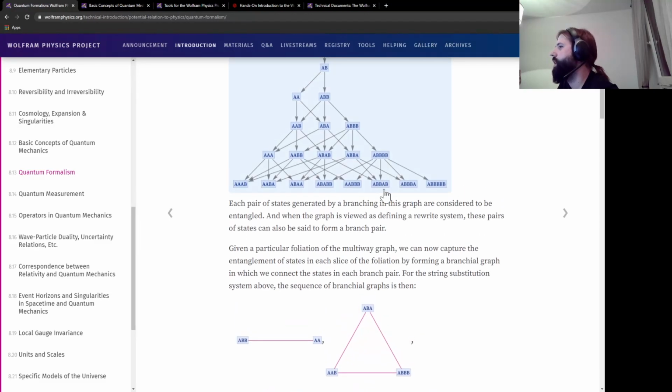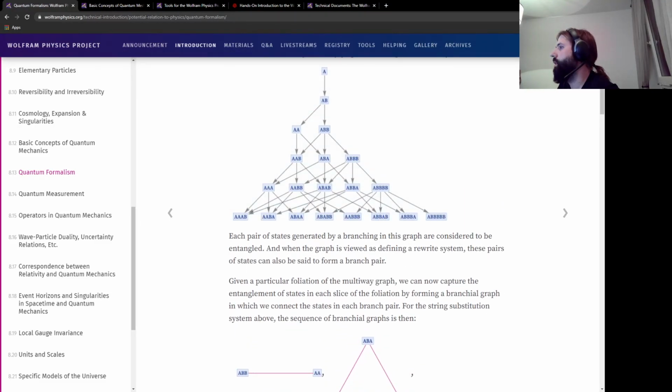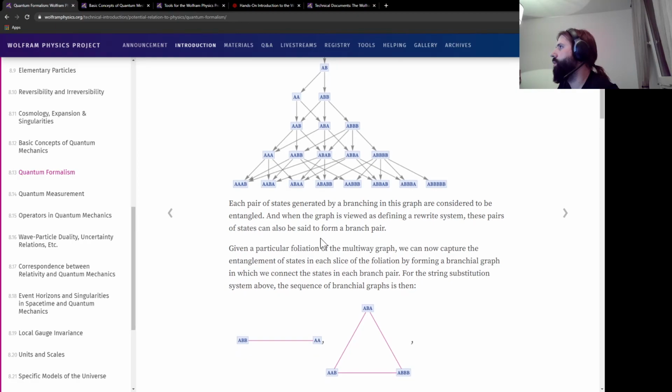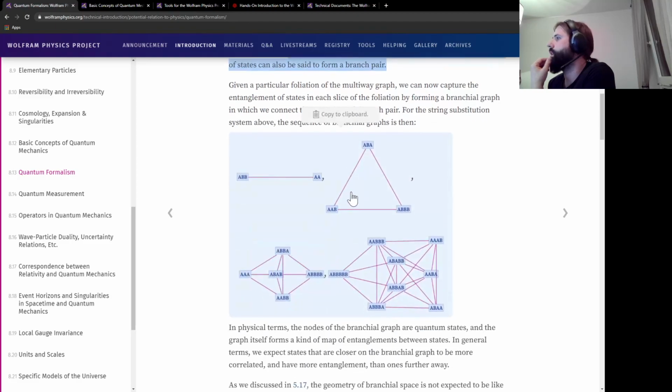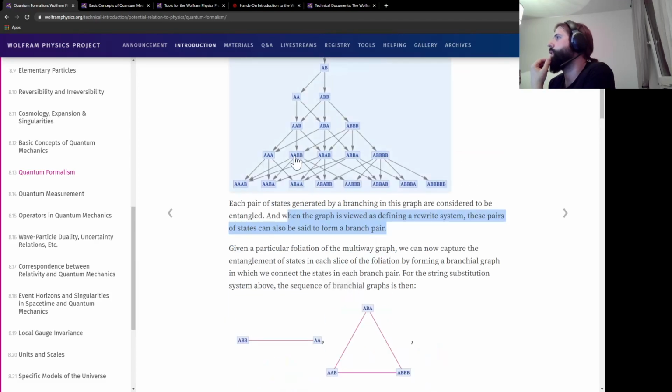Okay. So these are just the foliations, right? And by foliation, I mean if you just cut things through, I think that's what they call foliations. So each pair of states is entangled. When the graph is viewed as defining a rewrite system, these pairs of states can also be said to form a branch pair. So that will be a branch pair, that will be another branch group, I would say, going on like this. Okay, but all connected to all. Okay, so each pair on the foliation is entangled.